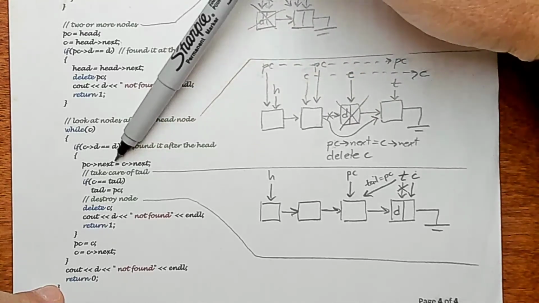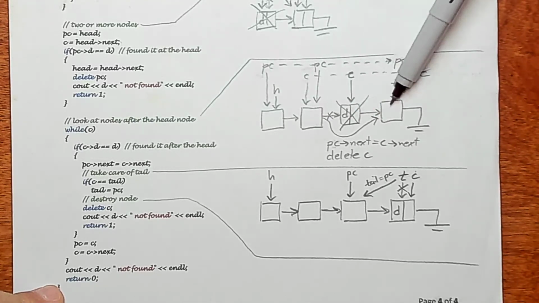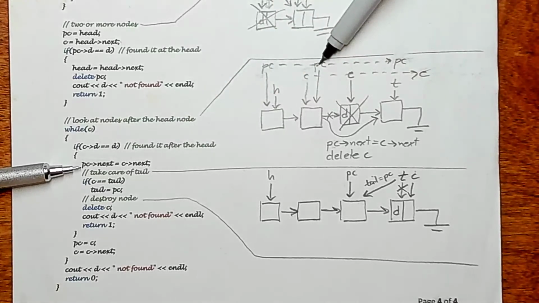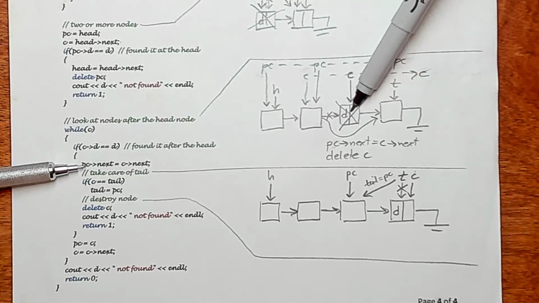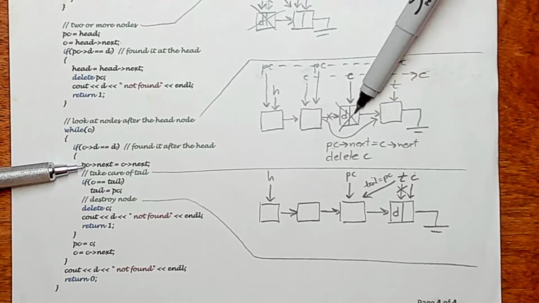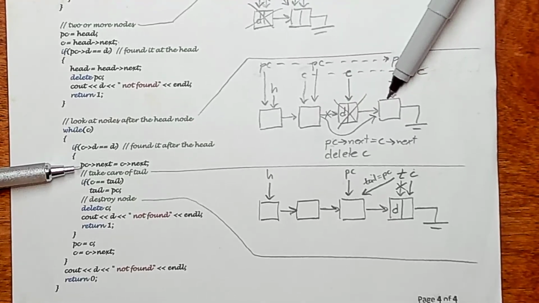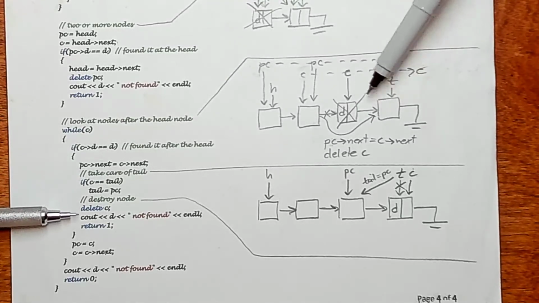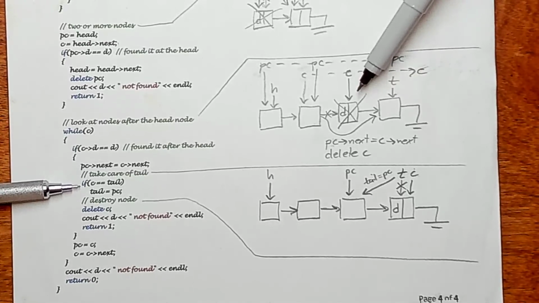So okay, this pointer here has to be updated to point to this guy. So that's this line here. PC next, which is this field, needs to be the value in C next. So whatever this guy is pointing to, you have to put that value over here. So now this guy points to that guy. Okay, you have to do that. Then delete C.